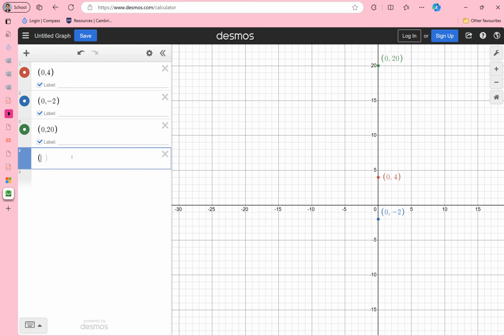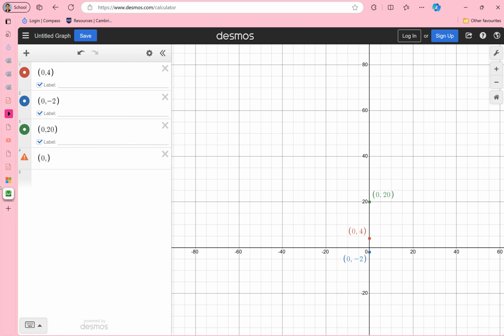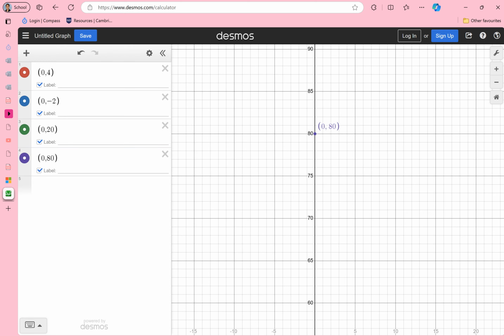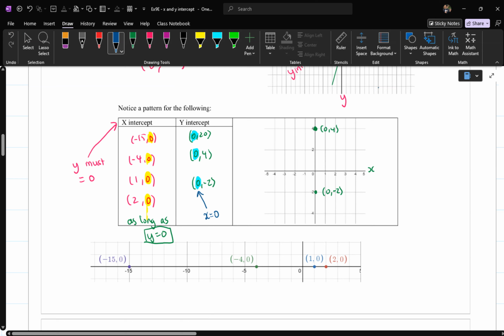As long as I make x equal to 0, so the x-coordinate is 0, you can pick any y value, whatever number you want. So let's say you wanted 80. Then if I put in 0, 80, and then I put a label, you can see where it's at. It's literally on the y-axis, and that's not by accident. It's just fact that to be on the y-axis, x has to be 0. And so here we say that for the y-intercept, we know that x must equal 0. It's a very simple idea, but most students tend to forget or not understand that idea.